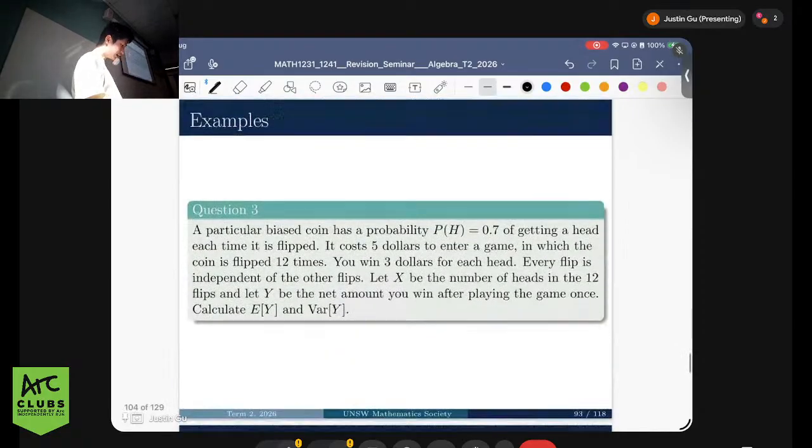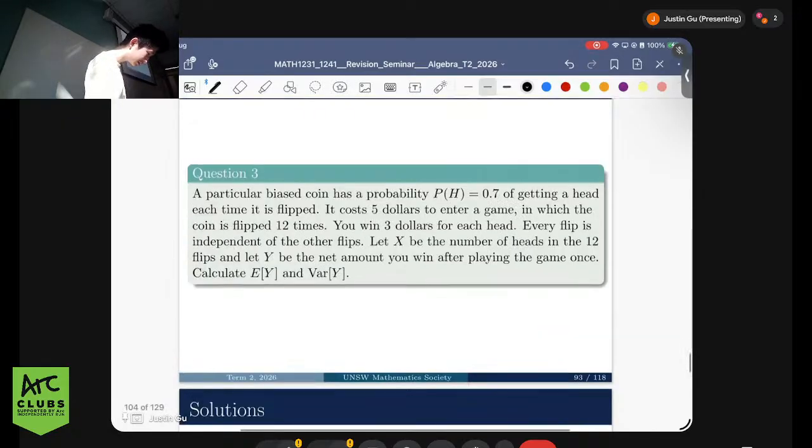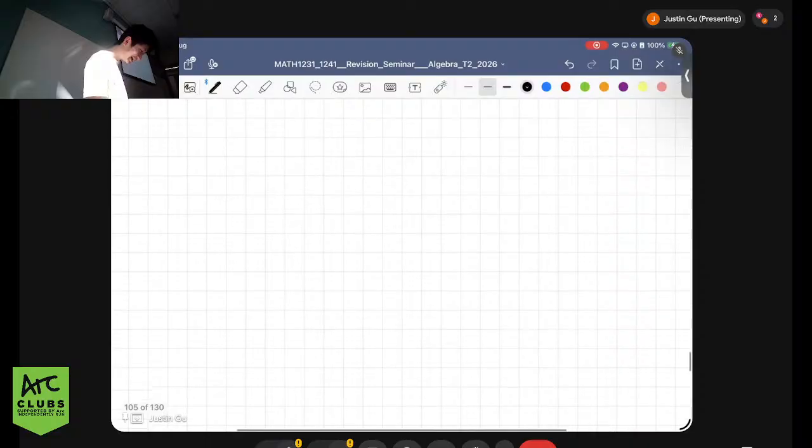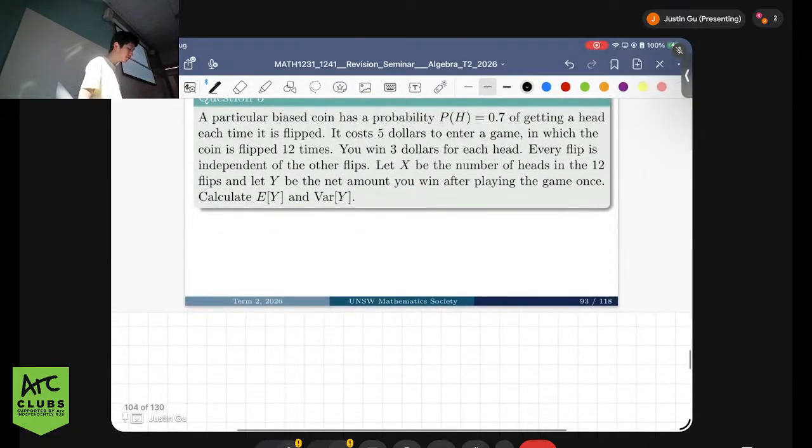For example, a particularly biased coin has probability p of H equals 0.7 of getting heads each time it's flipped. It costs $5 to enter a game in which the coin is flipped 12 times. You win $3 for each head. Each flip is independent of the other flips. Let X be the number of heads. Let Y be the amount you win. Calculate the expected value of Y.